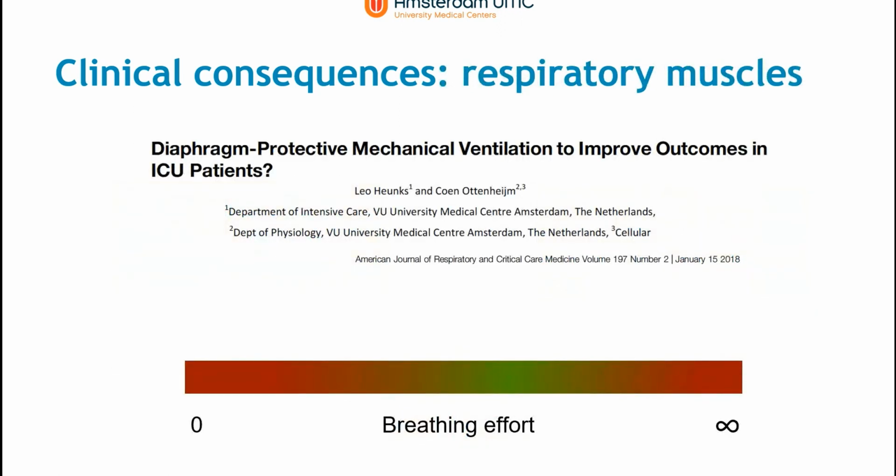And I just want to highlight that in this slide. Appropriate titration of respiratory drive is important for the diaphragm. What we now call diaphragm protective ventilation. Try to limit disuse atrophy, but also try to limit a very high effort.